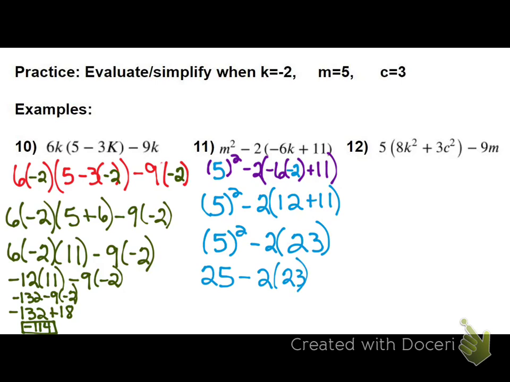All right, Riley, now what? Perfect. So what's negative 2 times 23? Negative 46. Do you need a calculator? Yeah, go grab your calculator. All right, then what's 25 minus 46? Is it going to be a positive or negative? Negative. Negative what? 21. Box.